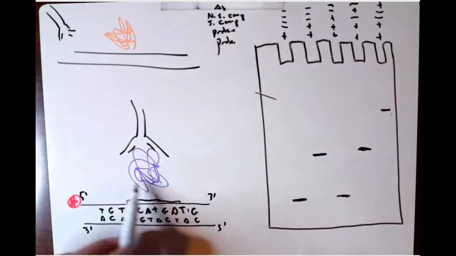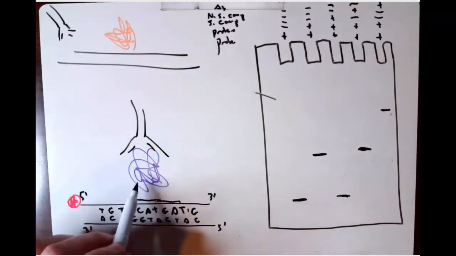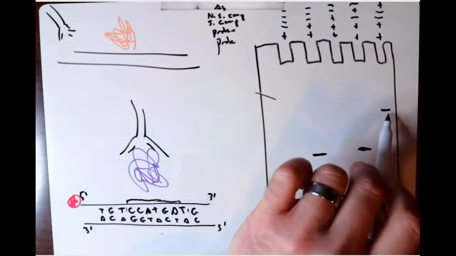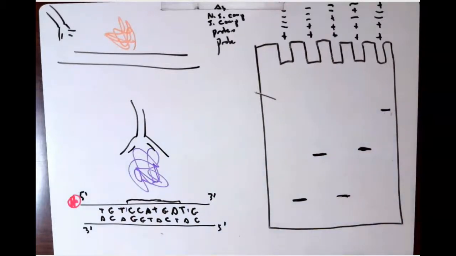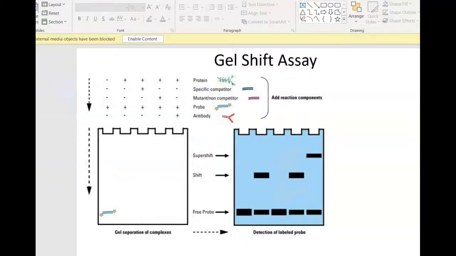And then to determine that it is indeed our protein of interest that's binding to the probe, we would use an antibody to our protein of interest and look for that super shift. Now if we can go back, crudely, I'll admit, but if we can go back to the slide from the lecture, hopefully this makes sense to us once again.